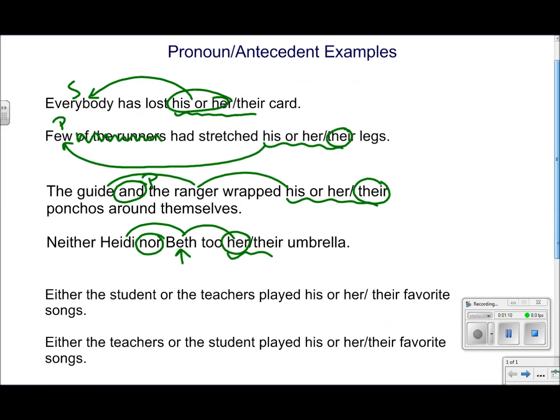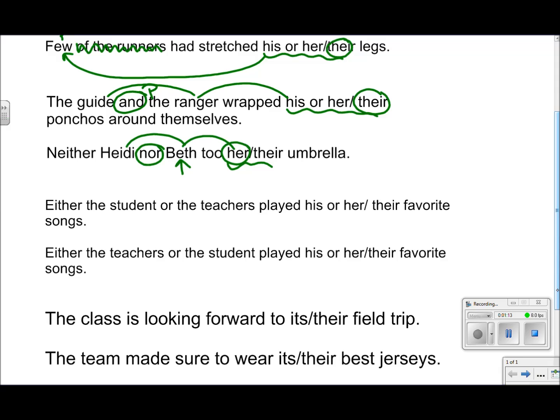This idea is the same when the conjunction is or. So here, these pronouns are referring to both teachers and student. Since they're joined by or, I pay attention to the one closest. Teachers is plural, so I choose the plural there. However, if I were to flip that, I still have the or, but if student comes next, because that's singular, then I would have to say his or her.